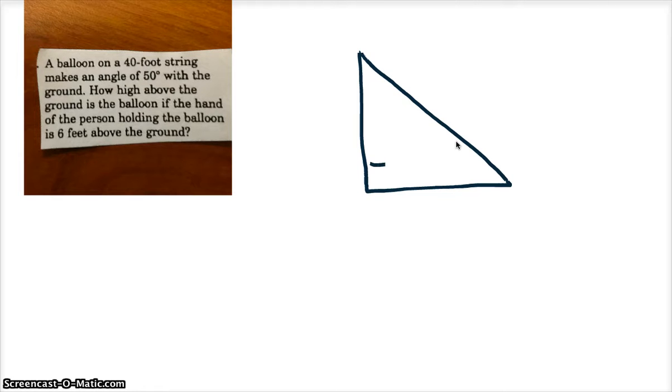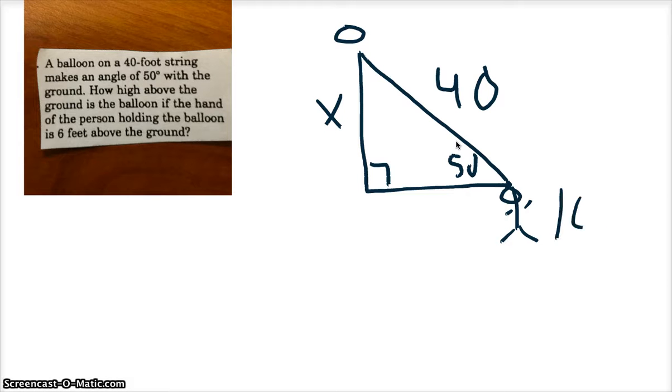So, what I always say, start off with your right triangle. The balloon is 40 feet and it's slanted because if the wind's blowing, it's not going to be just hanging straight up. So it's 40 feet, and then it makes a 50-degree angle with the ground. How high above the ground is my balloon if the person holding the balloon is 6 feet above the ground?